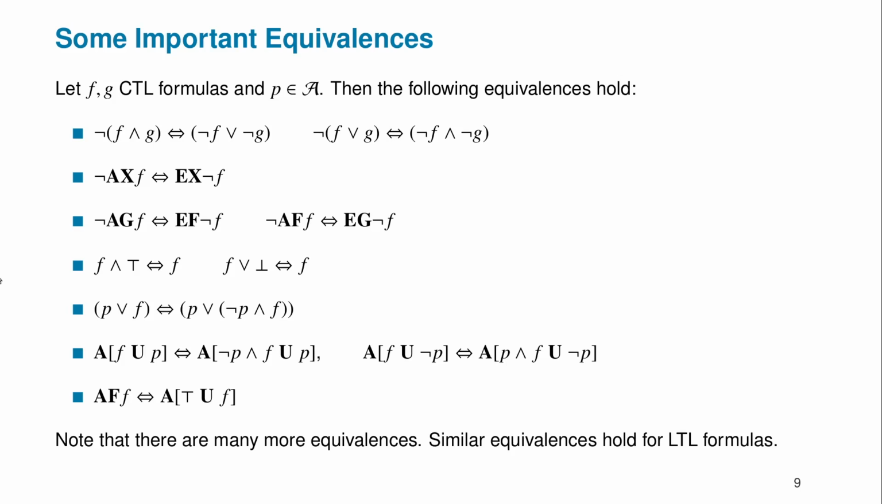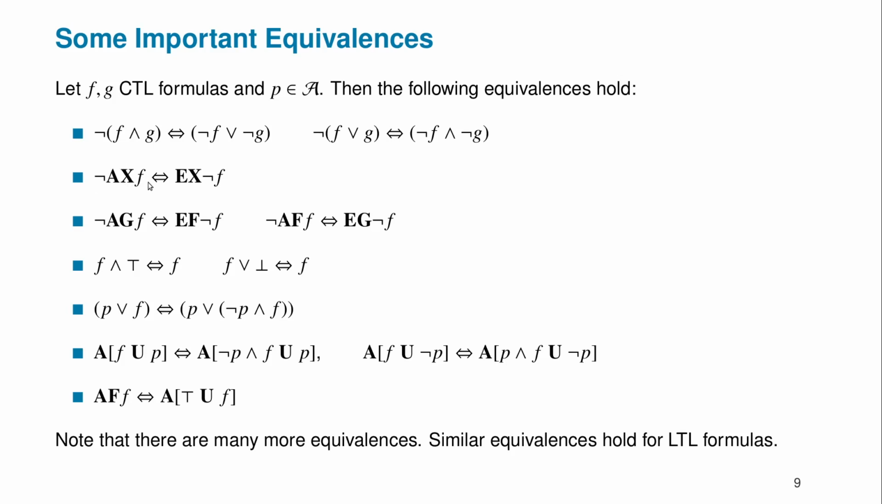Okay, here we have first of all the rules of De Morgan. So this you should know from the logic class. Not (F and G) is the same as not F or not G. Not (F or G) is the same as not F and not G. Then we have these rules also for quantifiers and temporal operators.